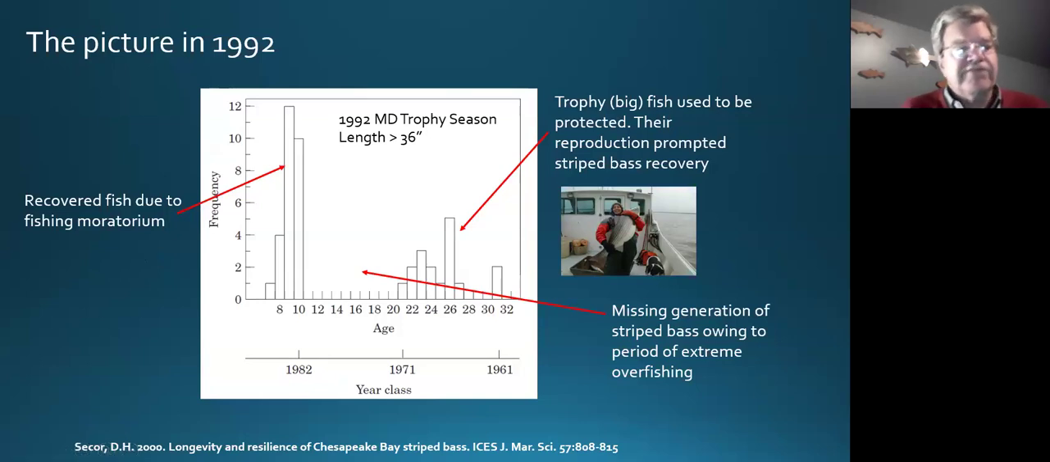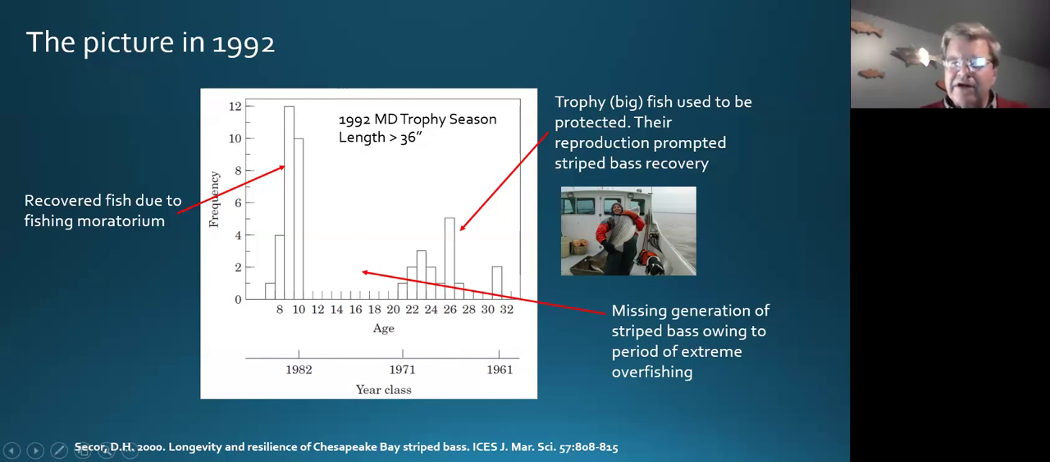So I got a picture of this in '92. This is the entire trophy sample that I looked at, fish that were over 36 inches in '92. I hope you can see it, it's a little light. But let's start over here. You can see that in my sample of fish over 36 inches in 1992, there are a lot of fish that are 20 years or older. I actually found a couple of 31-year-olds. These fish are really old, and they were born in the 60s and 70s.